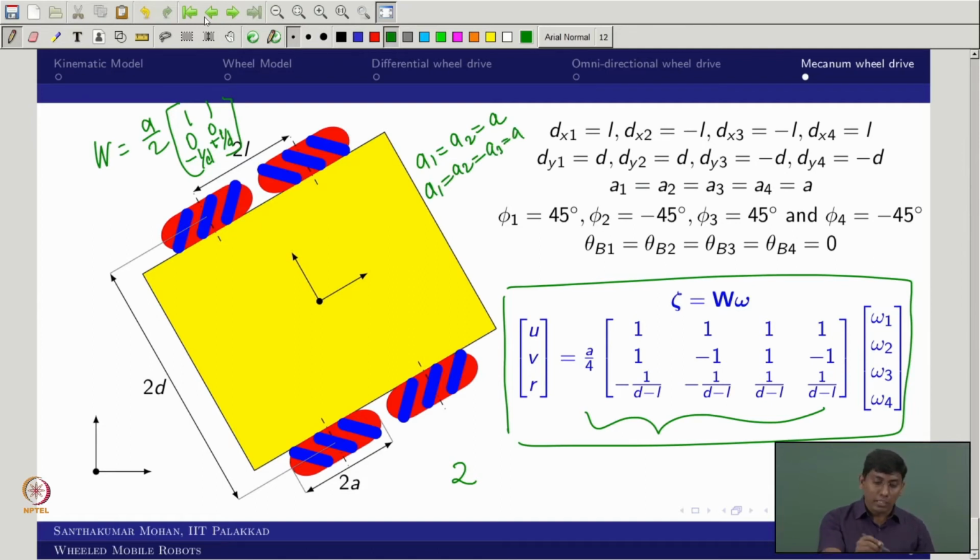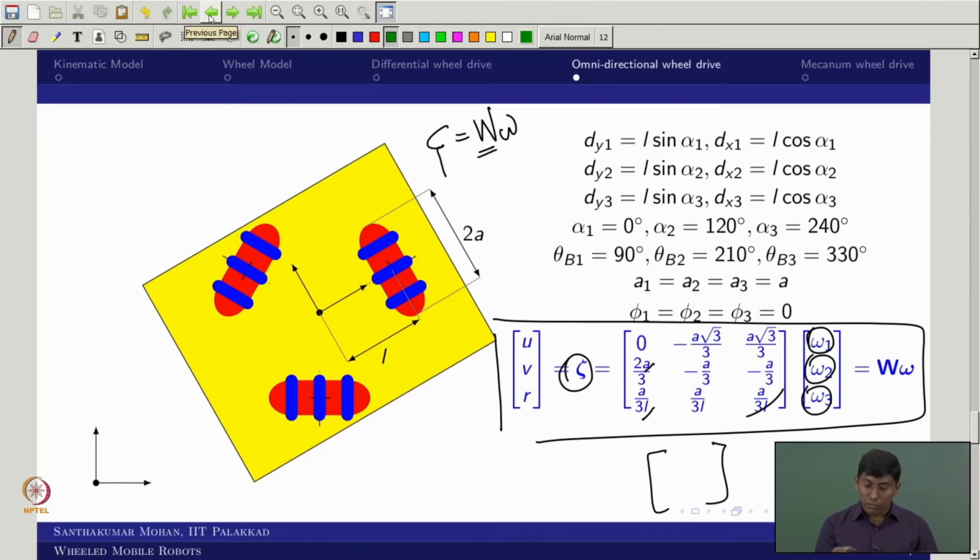So, what you have obtained in the Mecanum wheel, now go to Omni. In Omni you can see that a by 3 is a common factor. If you take it out, you can see this is minus square root 3, and the other way around I can write, that is easy for me. So this is 1 by square root 3, this is 1 by root 3. So this is 2 by 3 and this is minus 1 by 3, this is minus 1 by 3 and this is 1 by 3 that has come out, right. So, that is why we are interested.